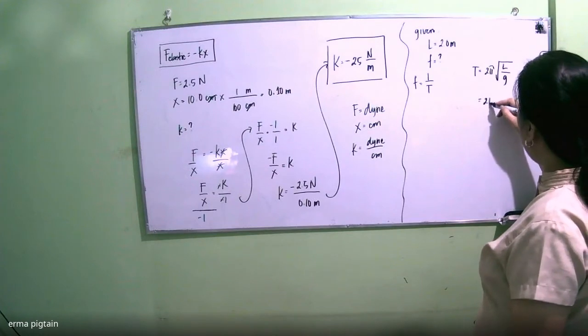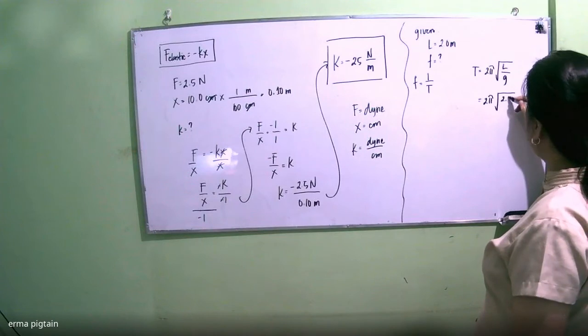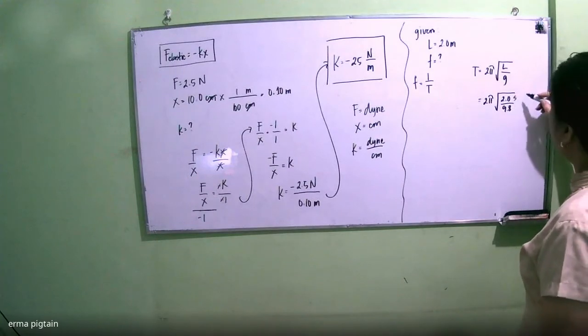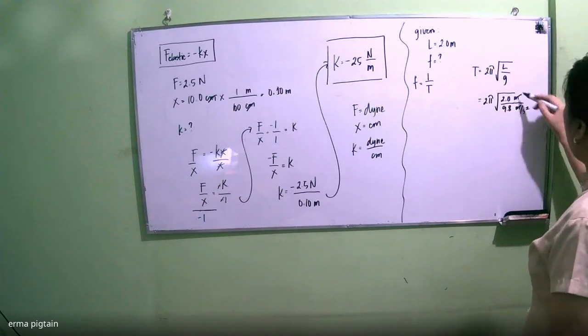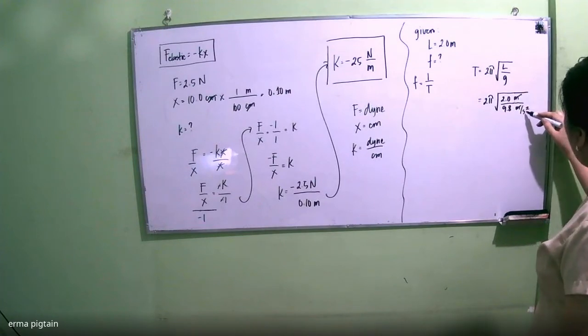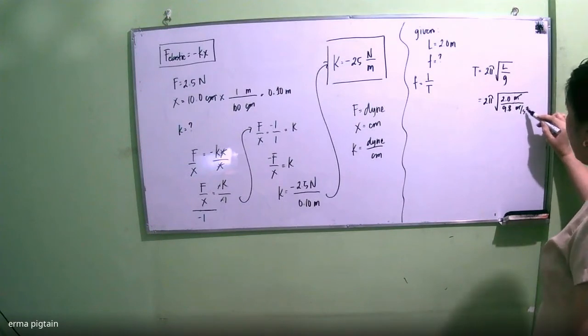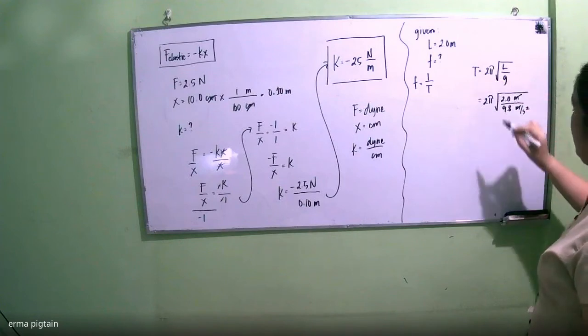So, we have now 2 pi, then ang length natin is 2. Ang gravity natin is 9.8, meter per second squared. Kaya itong meter matatanggal na. Pag kinuha natin yung square root ng second squared, matatanggal yung square. That is why, ang unit natin dito is second, which is a unit for period.